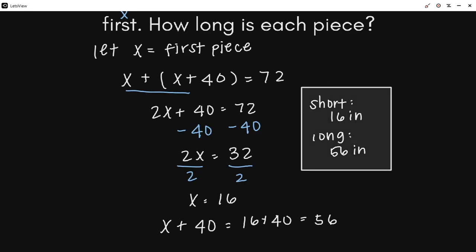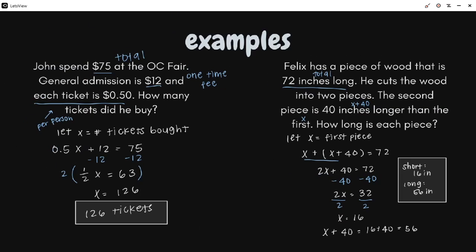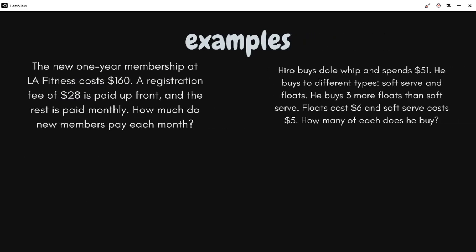Okay, so here are the first 2 examples. Okay, here's the next 2.